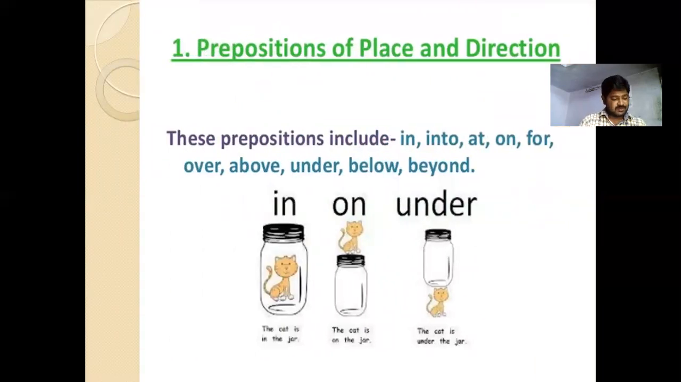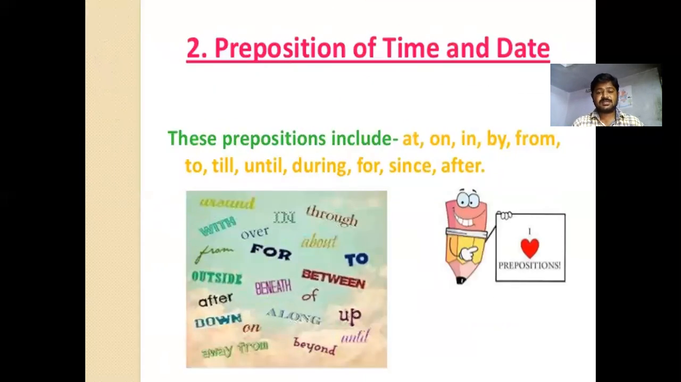Prepositions of place and direction. These prepositions include in, into, at, on, over, above, under, beyond. So the cat is in the jar, and the cat is on the jar. In is the preposition of place, and we can say place and direction also. And the cat is under the jar. You can see the prepositions of place and direction.